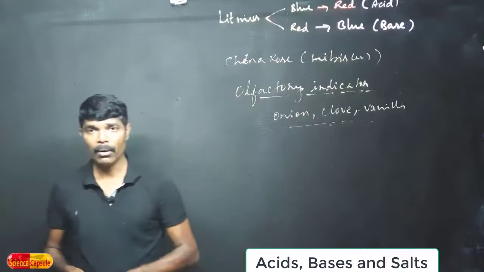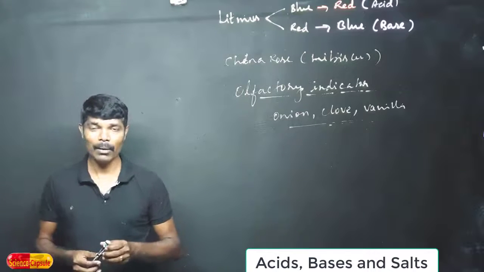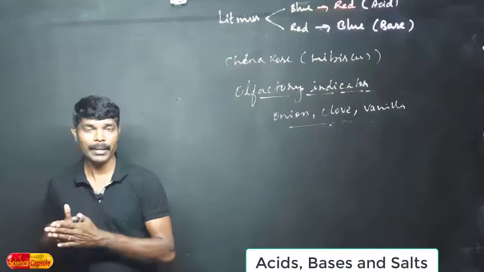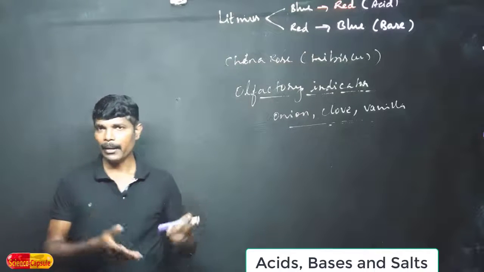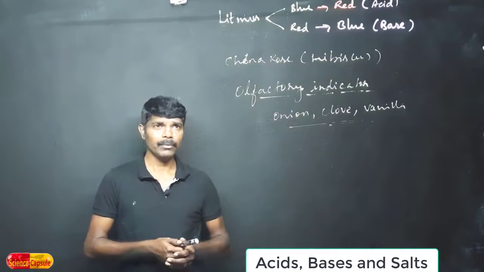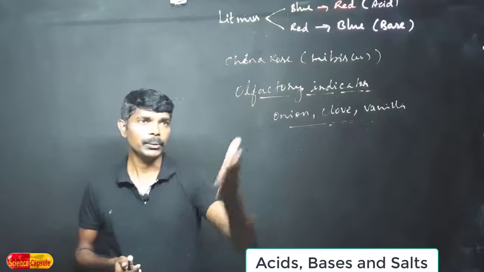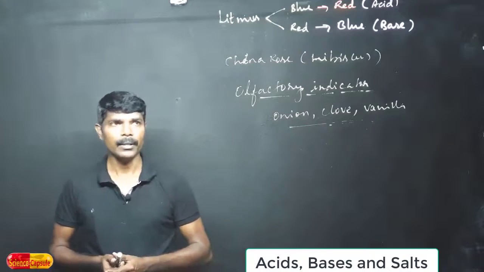So basically olfactory indicators are those indicators which change smell in different media. In acidic media the smell will be different, and in basic medium the smell will be different. So on the basis of this, we can identify the presence of acids and bases. So this is about olfactory indicator.